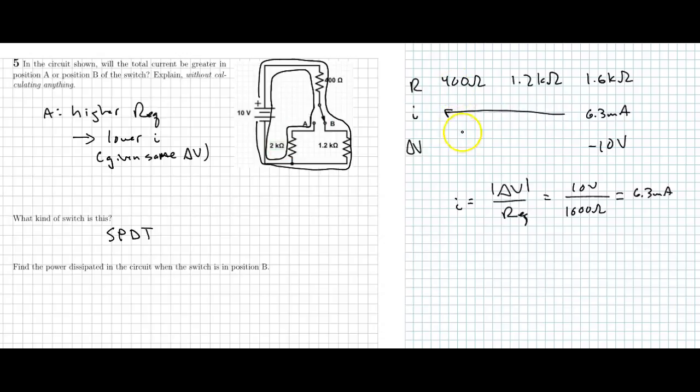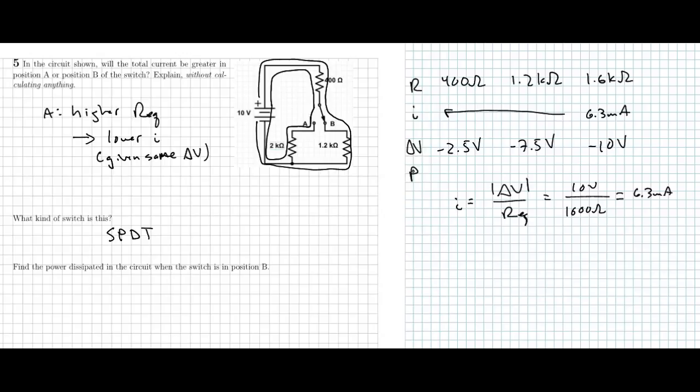And now I can just do IR for these to figure out my voltage changes. So 6.3 milliamps times 400 ohms. We're going to get about -2.5 volts here, and then about -7.5 volts here. If I look at the loop rule, plus 10, minus 2.5, minus 7.5, that does get me back to 0, so that works.